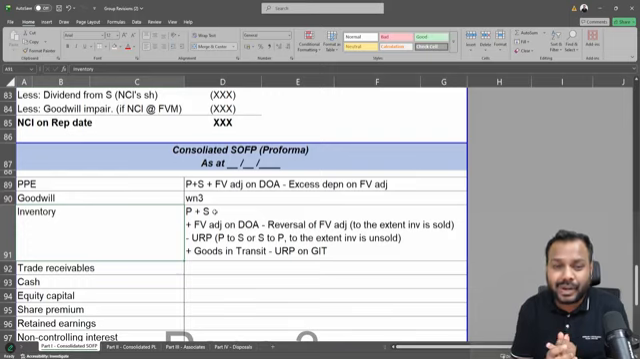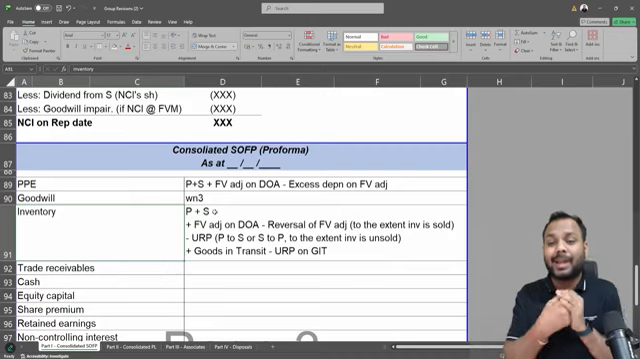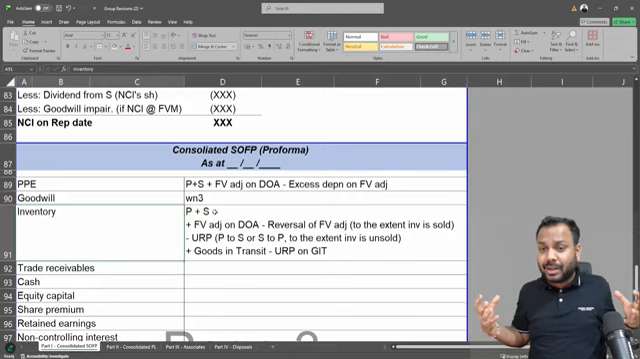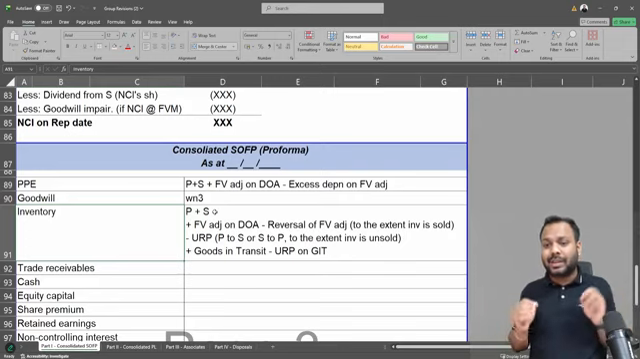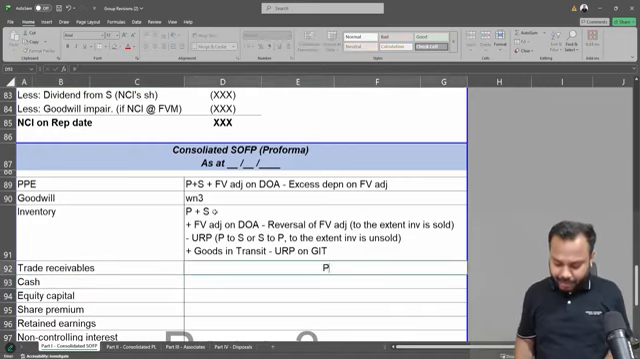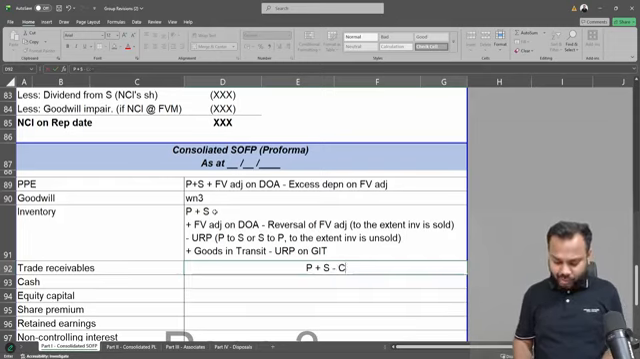Definitely guys, in the exam you will not get all the adjustments in the same question, but I am trying to discuss all the possible cases so that nothing can come outside this. Now trade receivable: parent plus subsidiary minus contra.